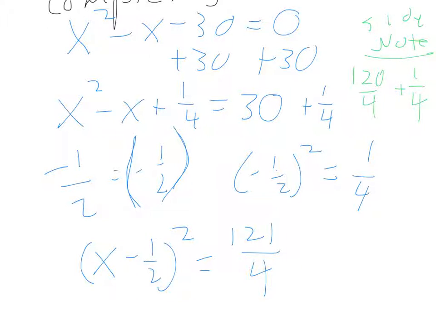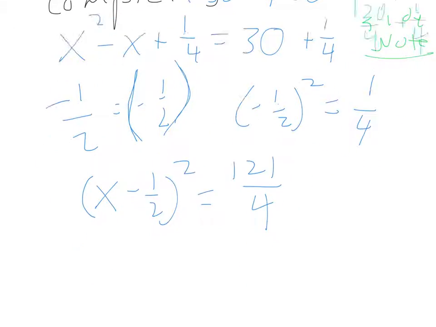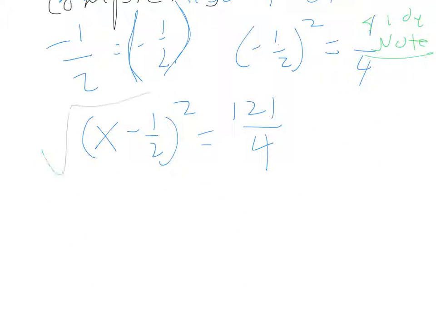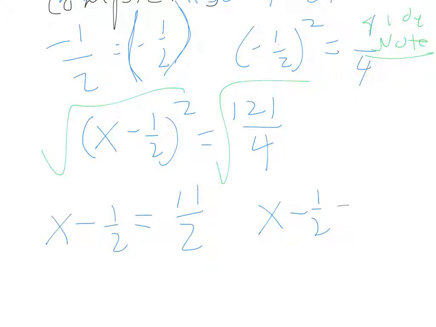Now if we want to take the square root of both sides, that would give us x minus 1/2 equals square root of 121 is 11, square root of 4 is 2, so positive 11/2 and negative 11/2. So now if we add 1/2 on the left equation, we would have 12 over 2, which means x is 6. And on the right equation, the x minus 1/2 equals negative 11/2. If we add 1/2, we get negative 10/2, which would be negative 5.